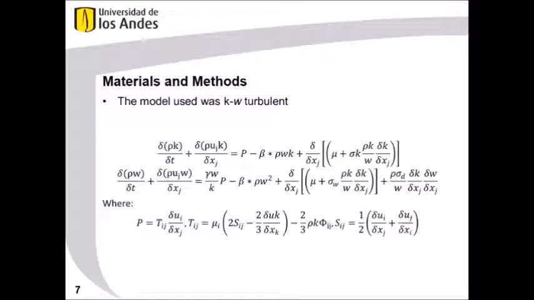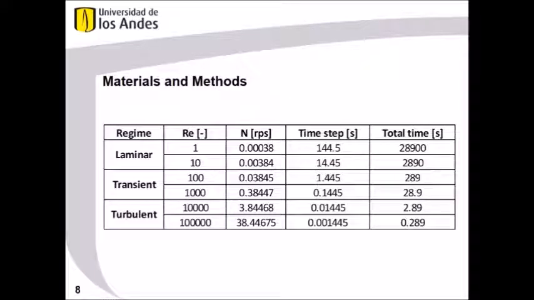The k-omega turbulence model was used to predict the flow pattern, because this is the most complete method that accounts for the dissipation of energy per unit volume and time. This model is described by the following equation. Additionally, the torque, the time step, and the total time were calculated. Here are the results that we obtained.